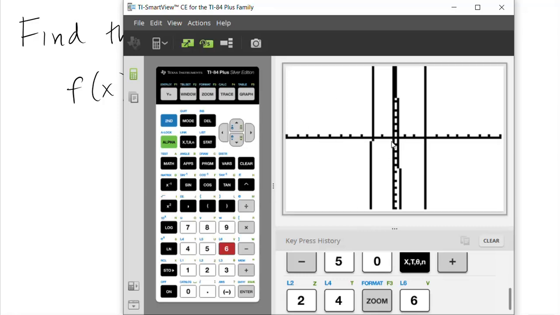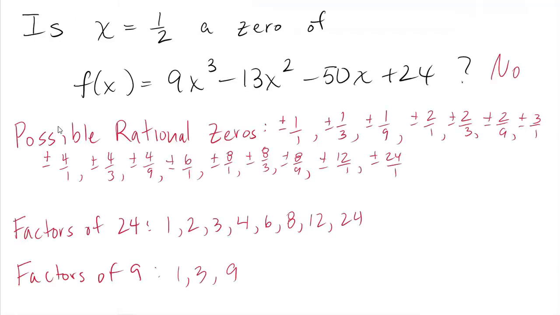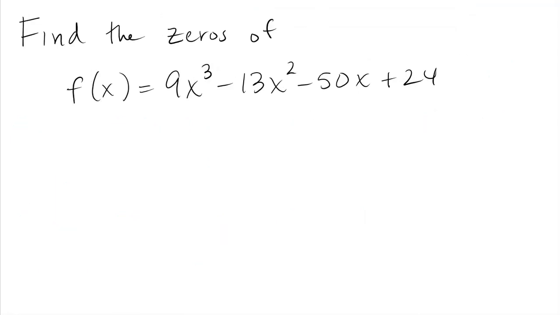Now, we get a pretty ridiculous looking graph, but we can see parts of it. I can see this part right here, and it looks like it goes somewhere around -2. I see this one here that comes at about 3. And then there's this one that looks like it's halfway between 0 and 1. And this is why I asked that question on the previous slide. Is that x equals 1/2? We know it's not x equals 1/2 because it's not in our list of possible rational zeros.